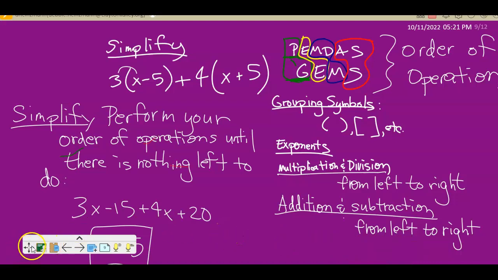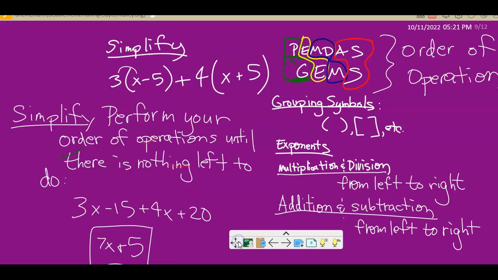Let me move this little menu bar out of the way. Here is this expression up here after we distributed the multiplications. Many of you left this alone. You left it like this, and like this is the final answer. No. You got half credit, but you're not done. You still have some operations that you can do. You can do addition and subtraction from left to right of like terms. We're going to talk about that too.